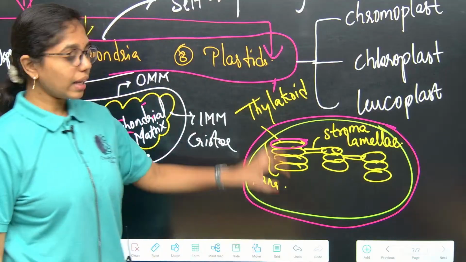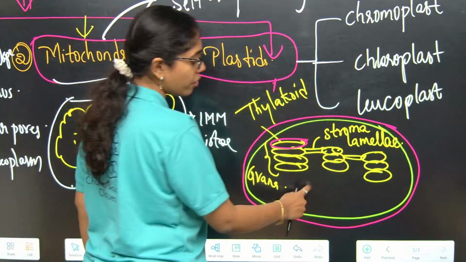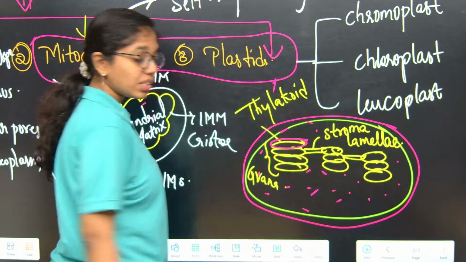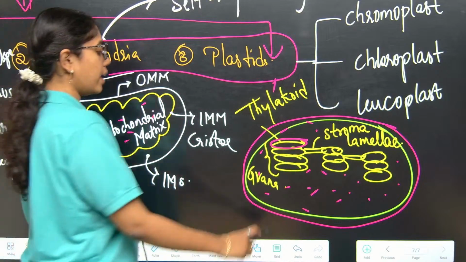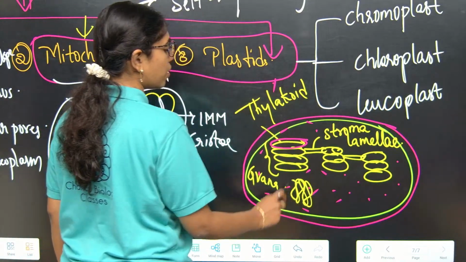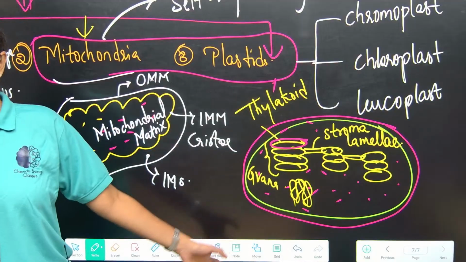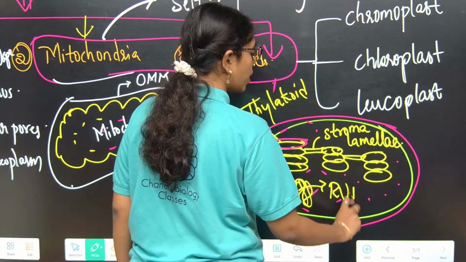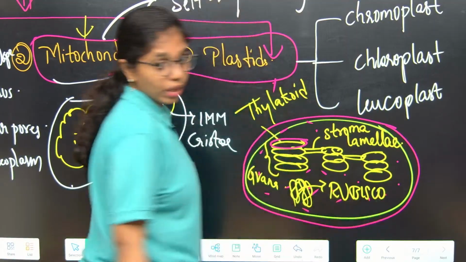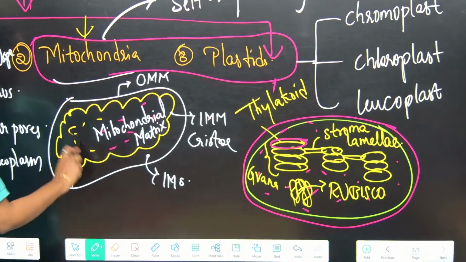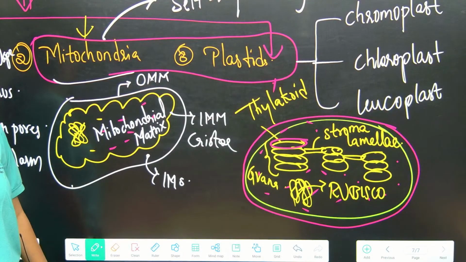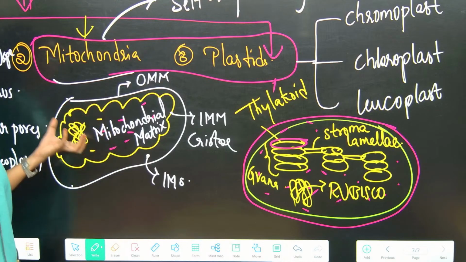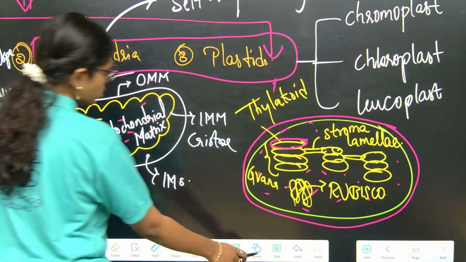Fine. And inside the chloroplast you have stroma, right? This stroma has double stranded circular DNA. This double stranded circular DNA is involved in the synthesis of world's abundant protein called as rubisco, and the double stranded circular DNA is present in the mitochondrial matrix as well, okay, which looks into the metabolic functions that are done inside the mitochondria.